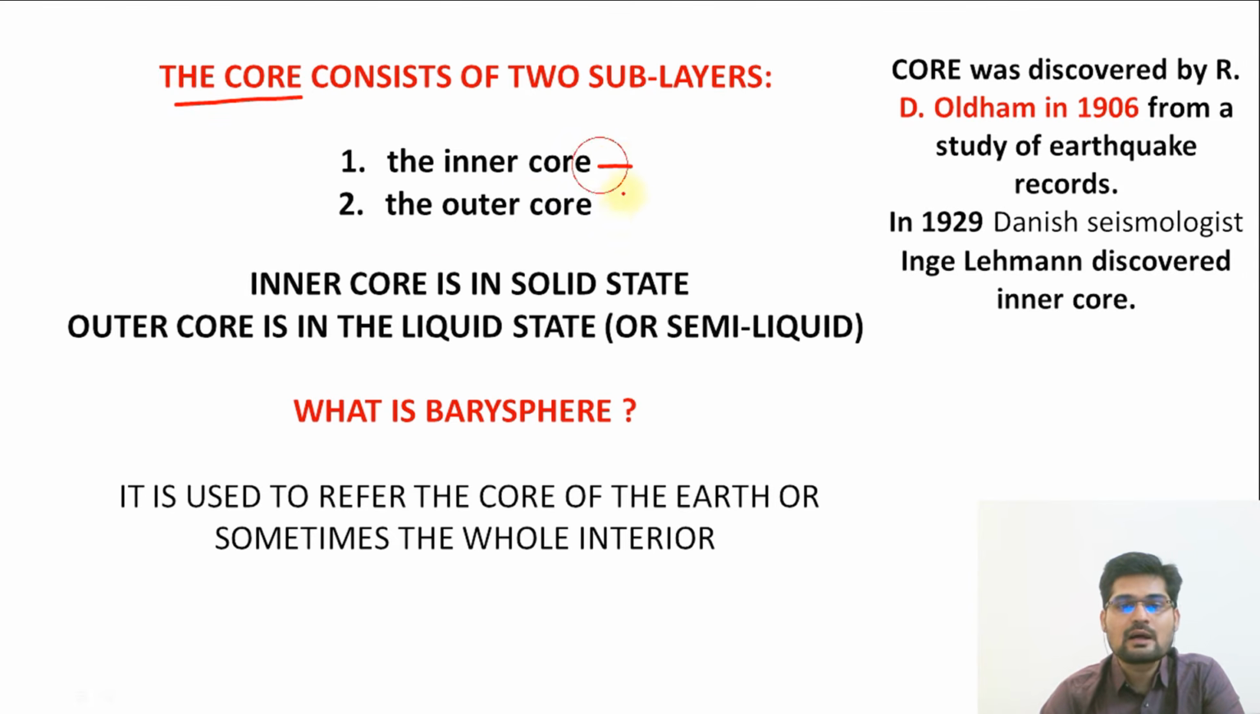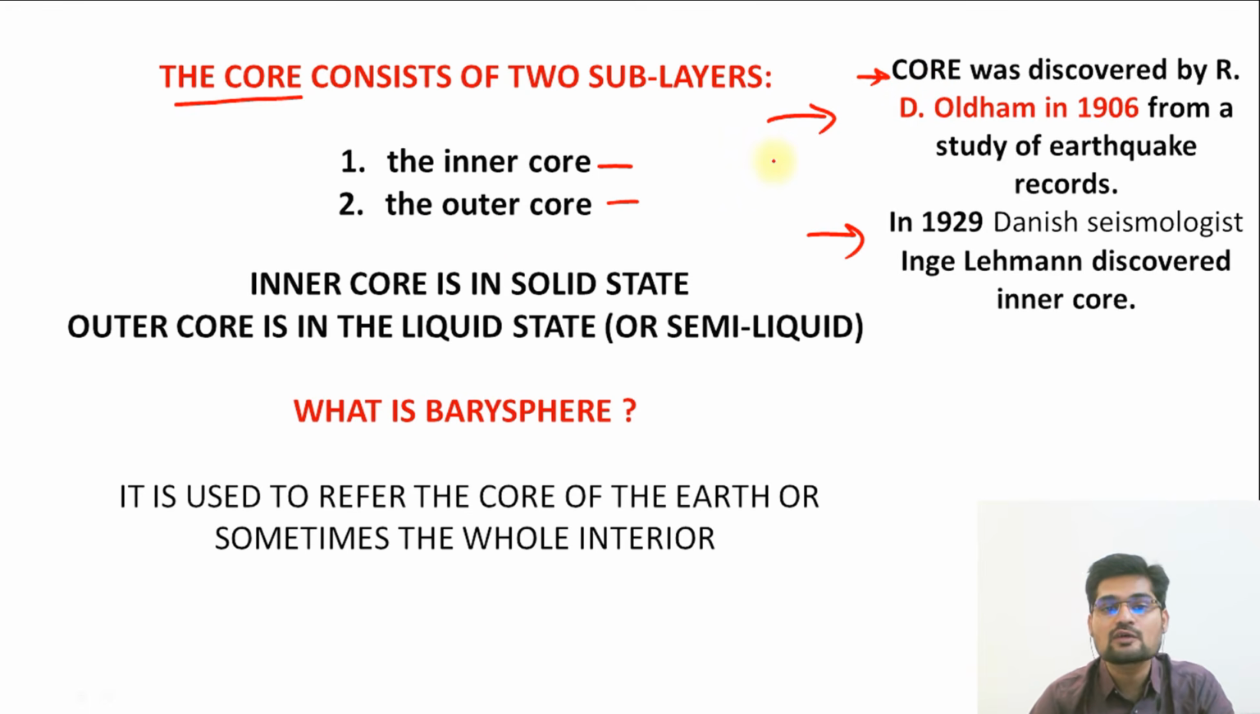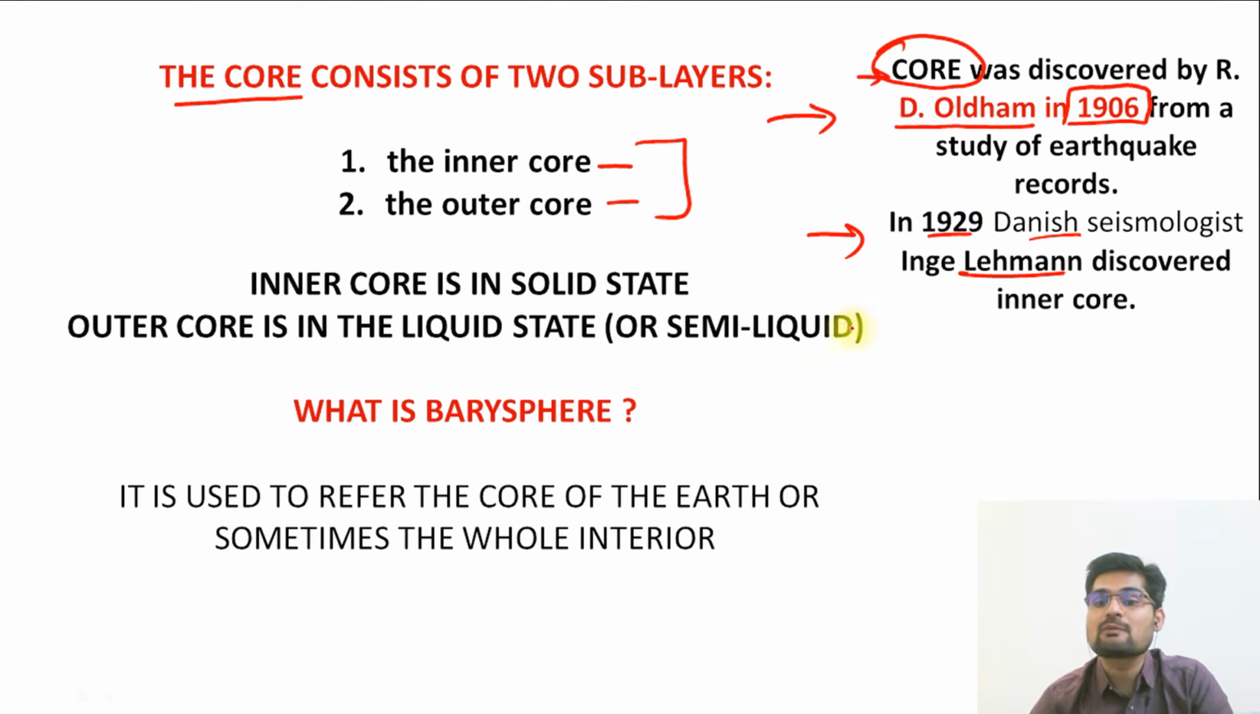Now let's learn about the core characteristics. Core is divided into two parts that we know by the name of inner core and outer core, and associated are the names of the scientists who discovered these. When it was not divided, the core was thought of as a singular sphere, a single part of the internal structure of the Earth. This was given by D. Oldham. He studied earthquake records, and in 1906 he talked about the concept of the core of the Earth. But in 1929, Danish seismologist Lehmann talked about the division between inner core and outer core. So that's how this concept emerged in the early 20th century.